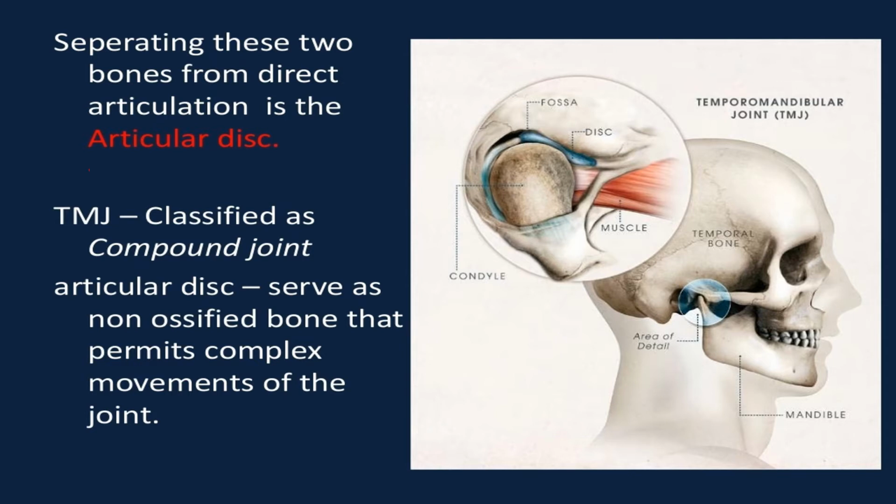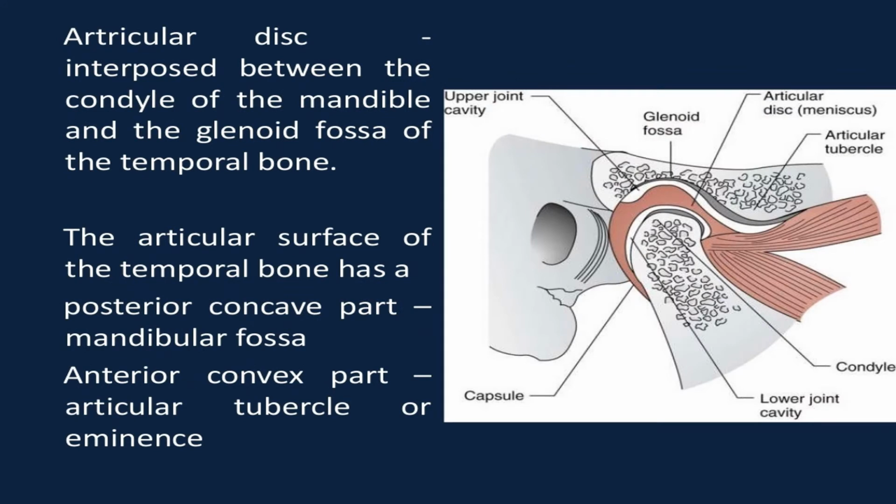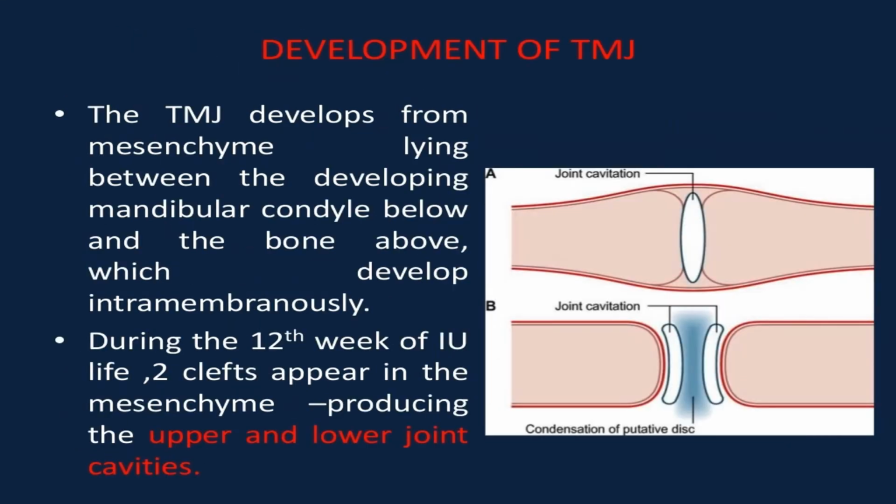The TMJ is classified as a compound joint. The articular disk serves as a non-ossified bone that permits complex movements of the joint. The articular disk is interposed between the condyle of the mandible and the glenoid fossa of the temporal bone. The articular surface of the temporal bone has a posterior concave part, the mandibular fossa, and an anterior convex part, the articular tubercle or eminence.